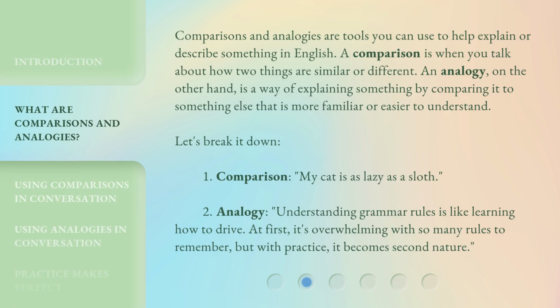Comparisons and analogies are tools you can use to help explain or describe something in English. A comparison is when you talk about how two things are similar or different. An analogy, on the other hand, is a way of explaining something by comparing it to something else that is more familiar or easier to understand.